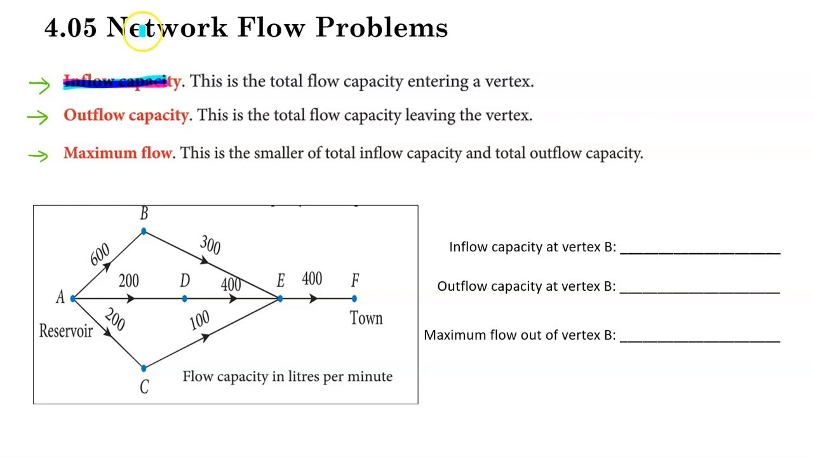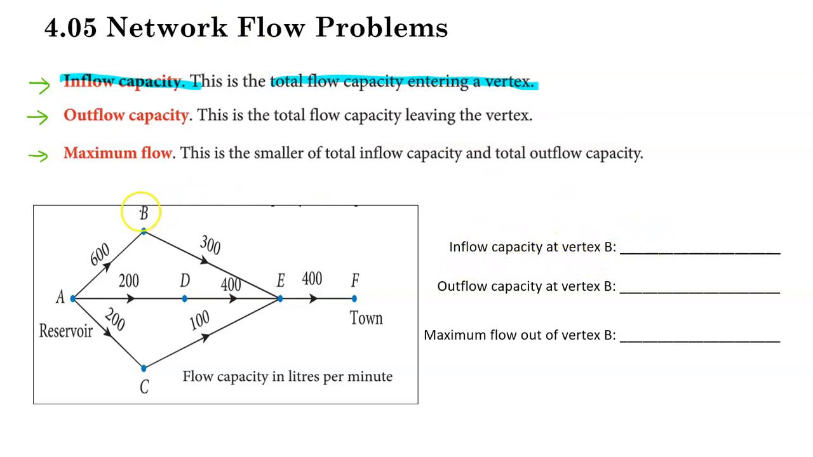So inflow capacity, not nice. Inflow capacity is the total flow capacity entering a vertex. Total flow capacity. So let's look at the question over here. Inflow capacity at vertex B.